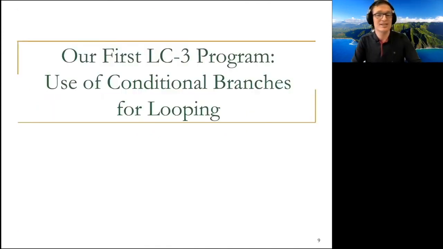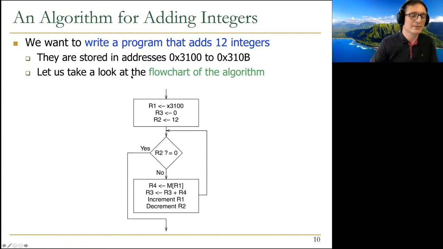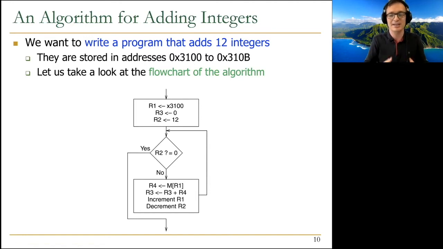We're going to build our first LC3 program by using conditional branches for looping, essentially. We want to write a very simple program that has 12 integers. And these integers are stored in addresses hex 3100 to hex 310B. And usually the way you go about solving a problem, remember, we're solving problems in computers, the first step is really translating the problem to an algorithm, right? And essentially, to do that, we create a flowchart of the algorithm.